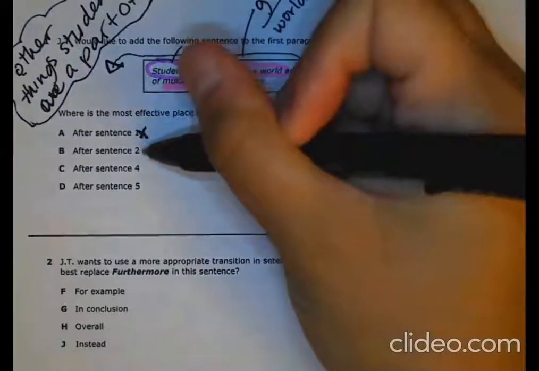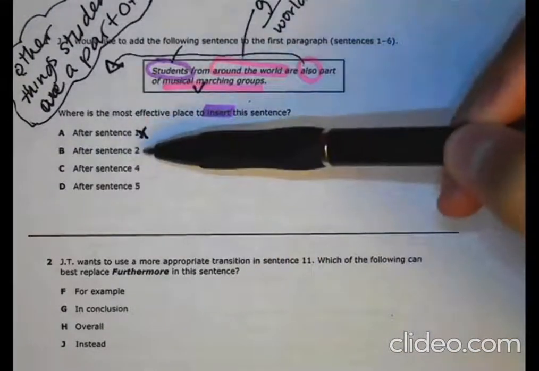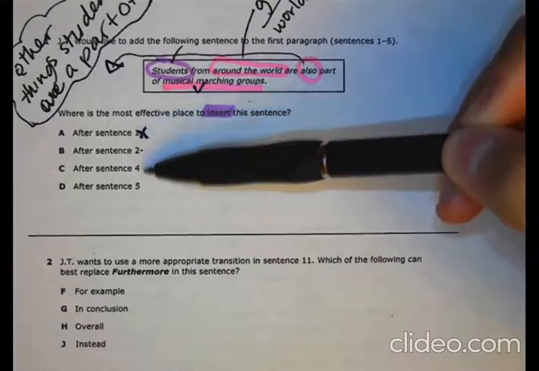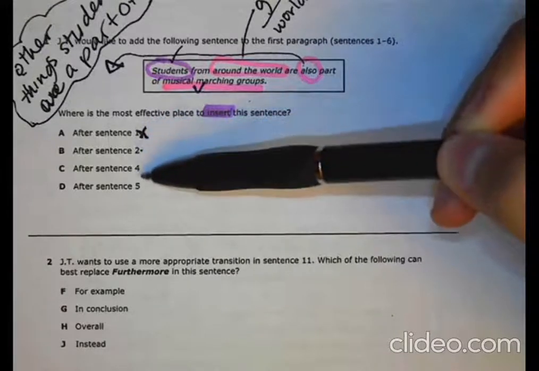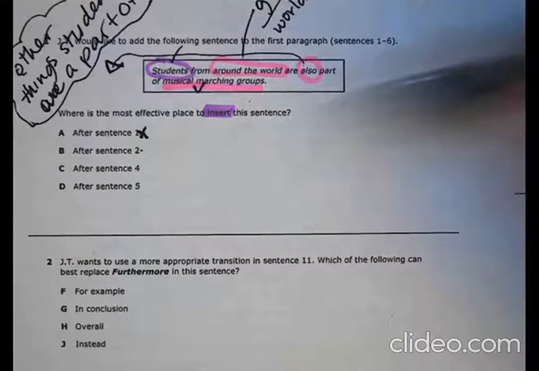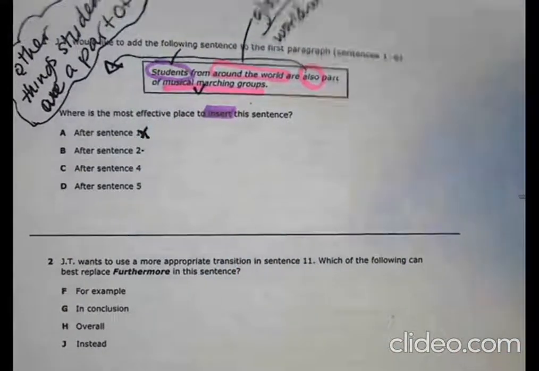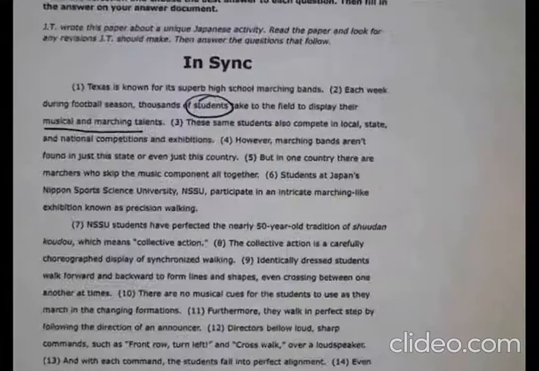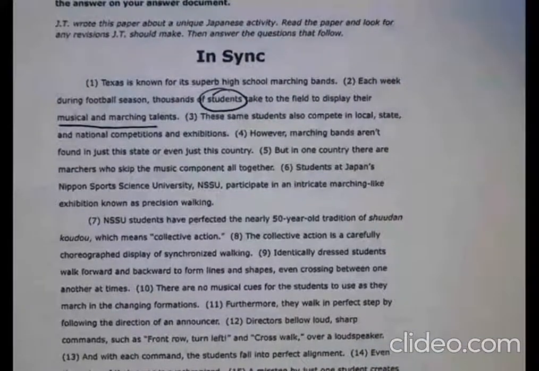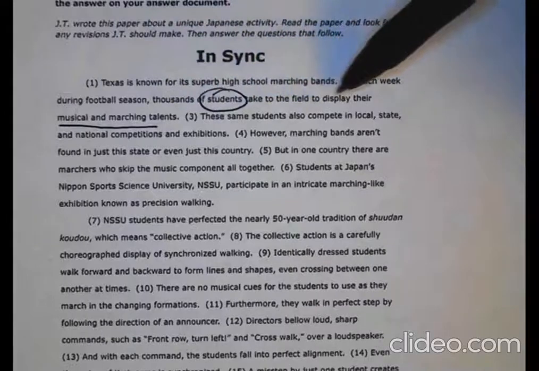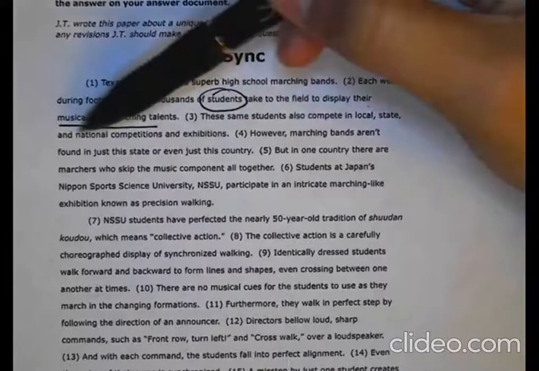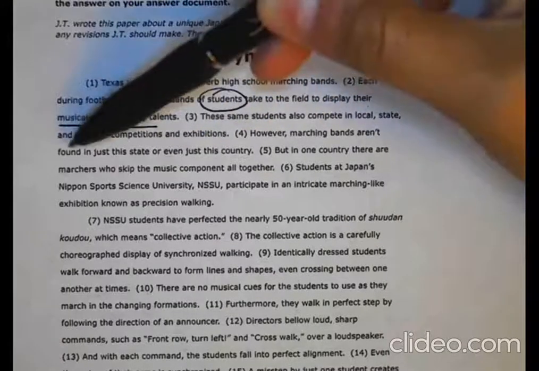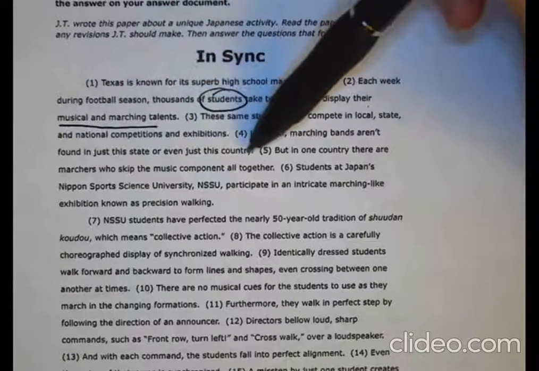Now, if you notice here in the answer choices, they skip from sentence 2 and go to sentence 4. What we want to do is make sure we read even the sentences that they skip, because you'll lose a lot of context if you don't read them. So we're going to read sentence 3 leading into sentence 4. It says, these same students also compete in local, state, and national competitions and exhibitions. However, marching bands aren't found in just this state or even just this country.